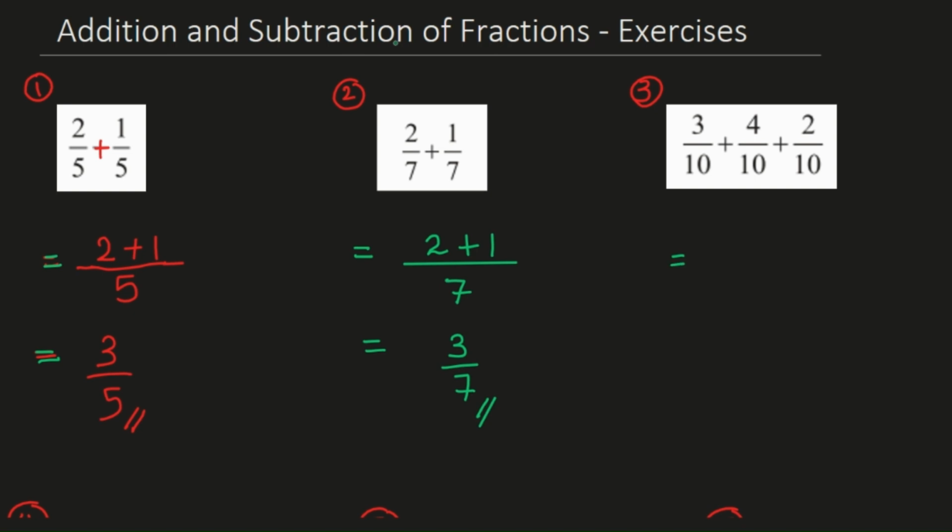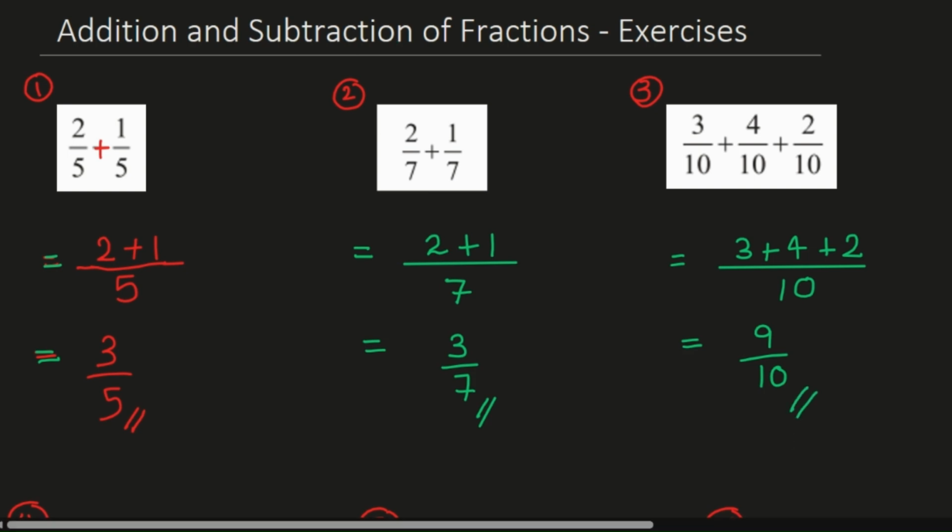Don't be afraid, there are three fractions, but it's okay. Again, the same concept. All three fractions have 10 as the denominator, so the answer's denominator also will be 10. If the denominators are equal, you can simply add the numerators. 3 plus 4 plus 2. 3 plus 4 is 7, 7 plus 2 is 9. Then the answer is 9 upon 10. Easy, right? Let's go to the fourth question.